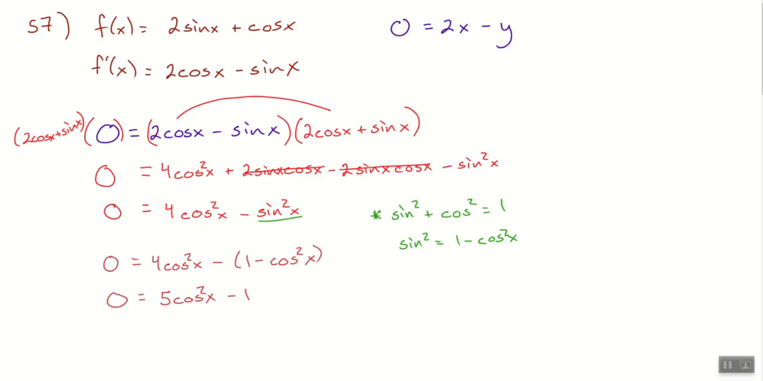Yeah, I'm going to do 2 steps. I'm going to move the 1, but I'm going to do one more thing. I'm going to divide by 5. So my very next line, if I add 1 and divide by 5, I get 1/5 is equal to cosine squared x. Still feeling okay? All right.